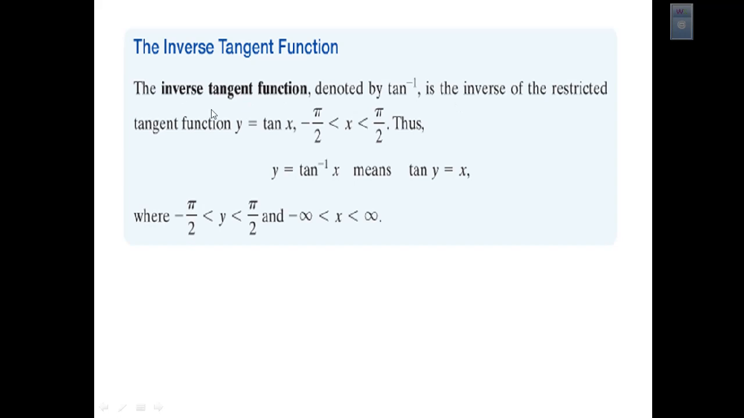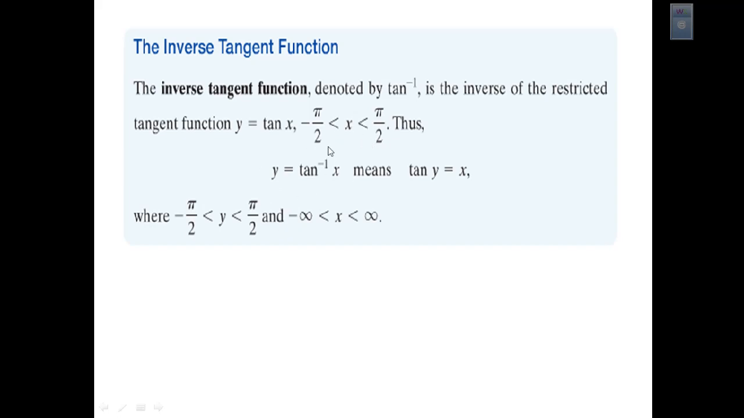Now, the inverse tangent function, denoted by tan to the negative 1, is the inverse of the restricted tangent function, y equals tan x. And here we have to limit our tangent to negative pi over 2 to pi over 2. Now you'll remember from talking about the graphing, that is the key period, that center period based off of the origin that we typically deal with when we're graphing the tangent function. So we're only looking at that one curve. The other curves are excluded. And everything else goes right along.